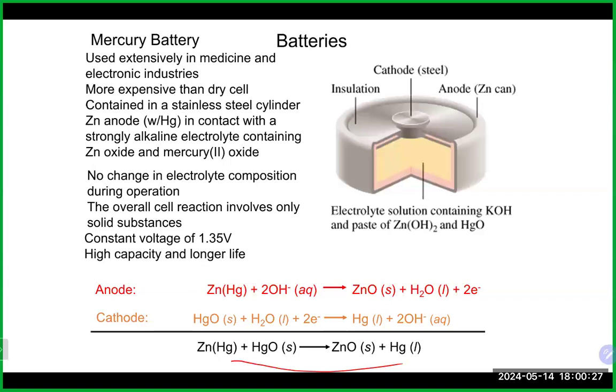And again, we see our zinc going from 0 to +2. That's our mercury going from +2 to 0, again being reduced in this particular case. So again, this is the oxidation reduction reaction happening here.